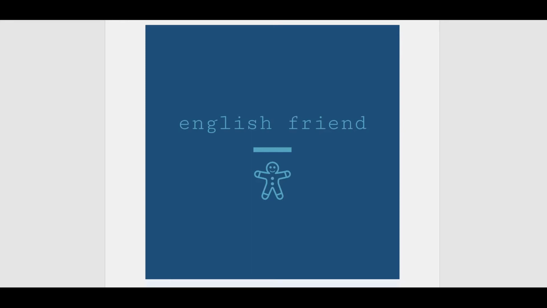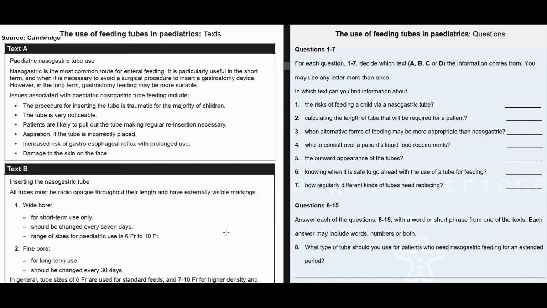I'm going to explain parts A and B of a passage named The Use of Feeding Tubes in Pediatrics, which has been released by Cambridge. Part A, questions 1 to 7. For each question 1 to 7, decide which text A, B, C or D the information comes from. You may use any letter more than once. In which text can you find information about?